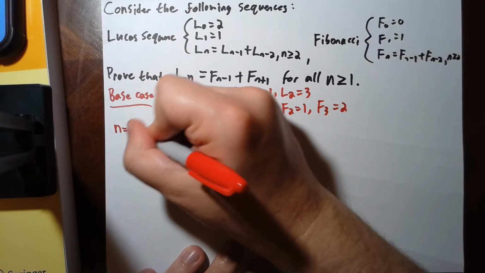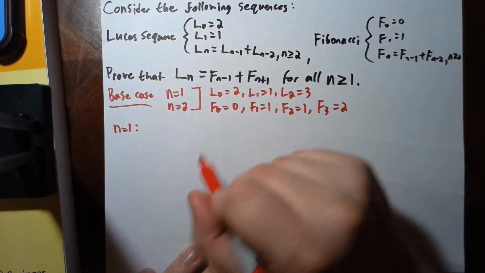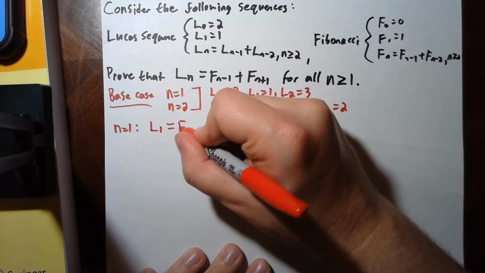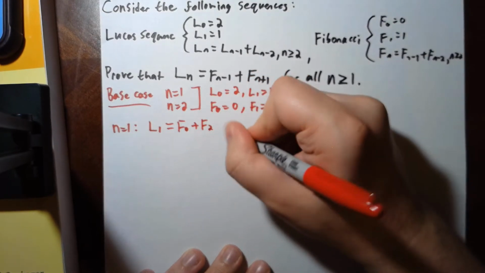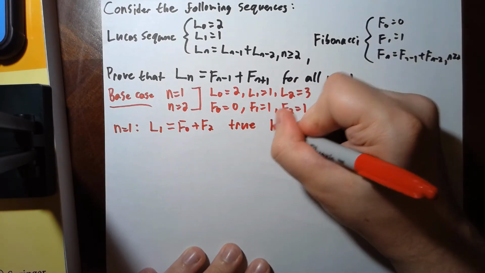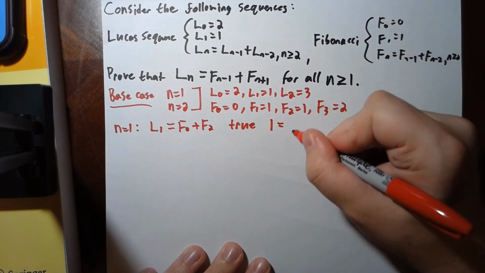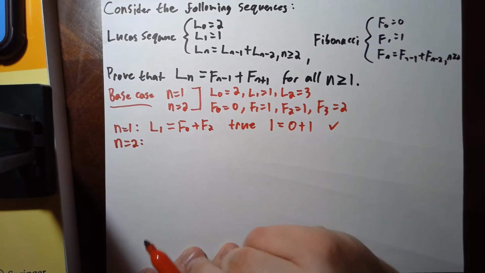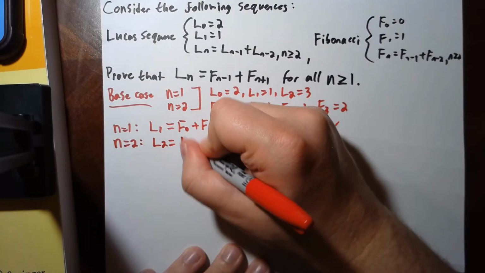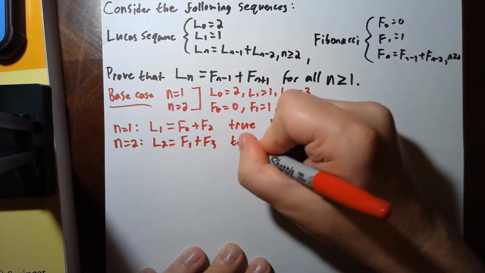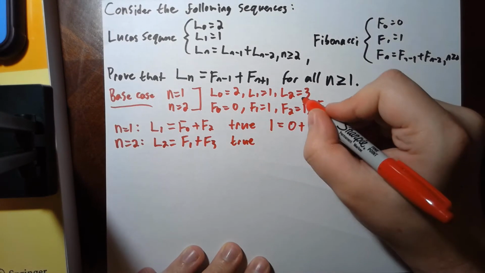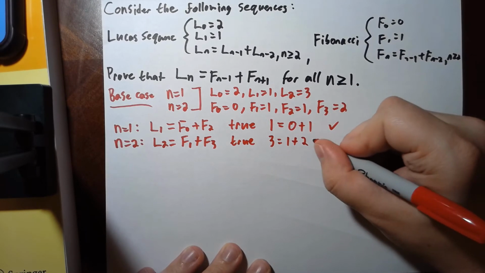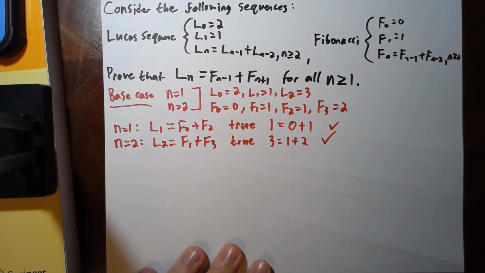So for n equals 1, L of 1 is equal to f of 0 plus f of 2. This is true. L of 1 is 1, and that's equal to f of 0 is 0, f of 2 is 1. N equals 2. So this would be saying L of 2 is equal to f of 1 plus f of 3. This is true. Let's look at what I wrote down. L of 2 is 3, f of 1 is 1, f of 3 is 2, and that is 3. So the base case holds.